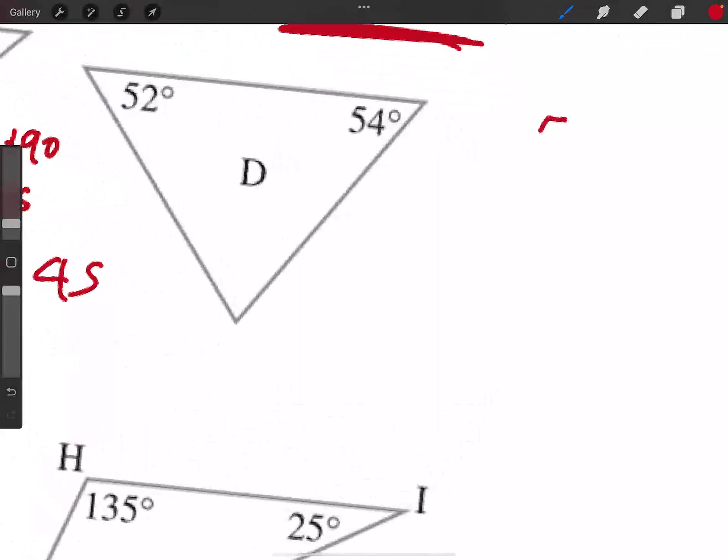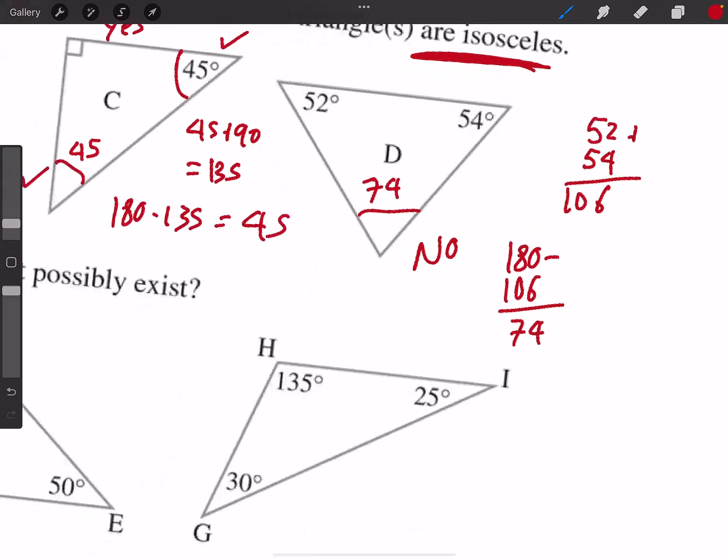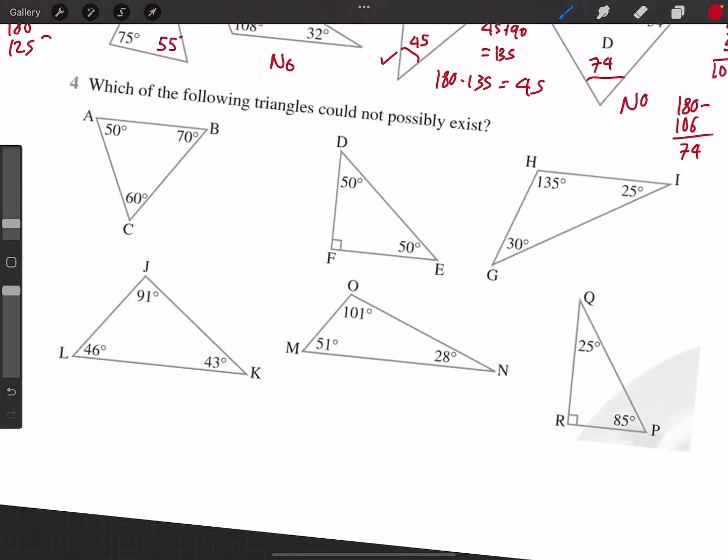Okay. Now 52 plus 54, that gives me 106. Okay, 180 take away 106 will give me 74 degrees. So this has to be 74 degrees. No, this is not. There's no same angle. They're all different.